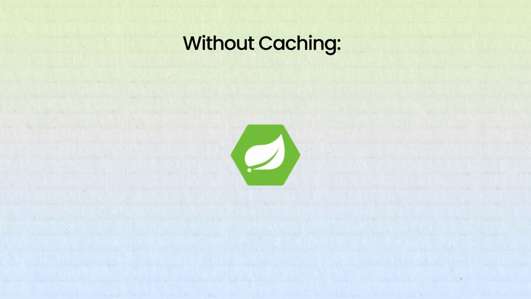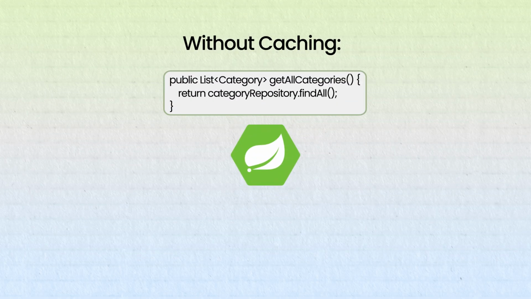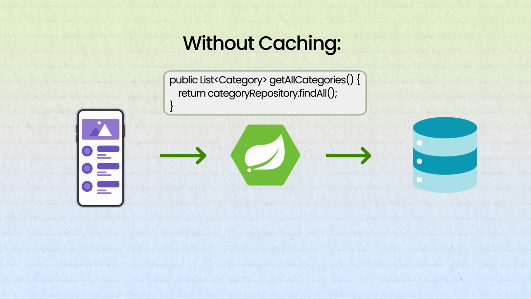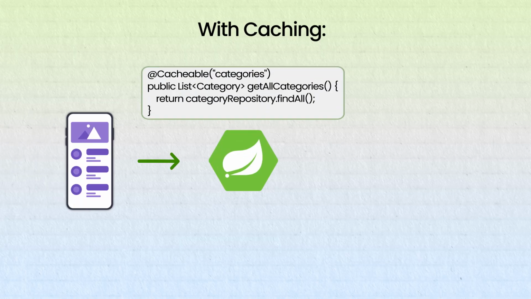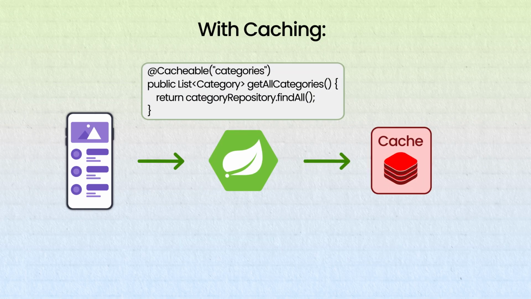In Spring Boot, caching can be very simple. For example, you may have a service method like this. Every time this method runs, it queries the database, which is not optimal. But with caching, you can do something like this. Now, Spring Boot checks the cache first. If the data exists, Spring returns it immediately.